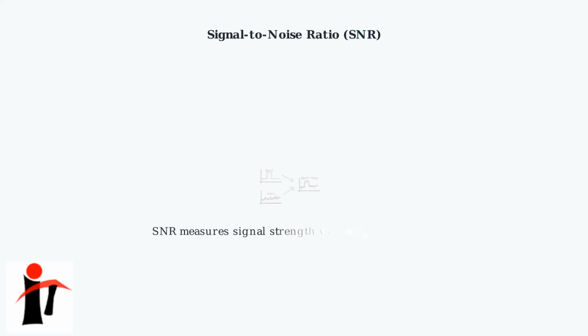Signal-to-noise ratio, or SNR, is crucial for clear cable signals. It measures the strength of your desired signal compared to background noise. For cable TV, an SNR of 30 to 40 decibels is ideal. Below 25 decibels can lead to tuning failures and the channel not tunable error.